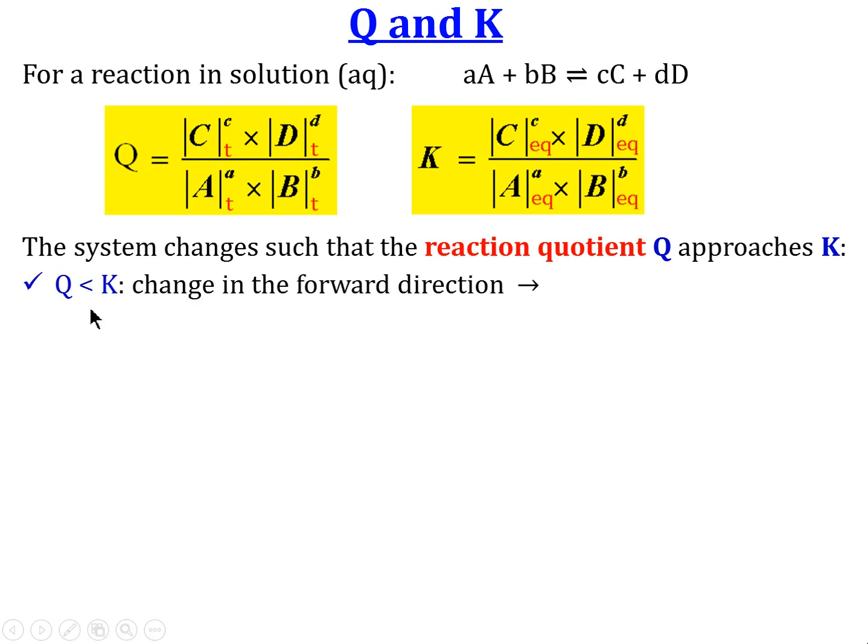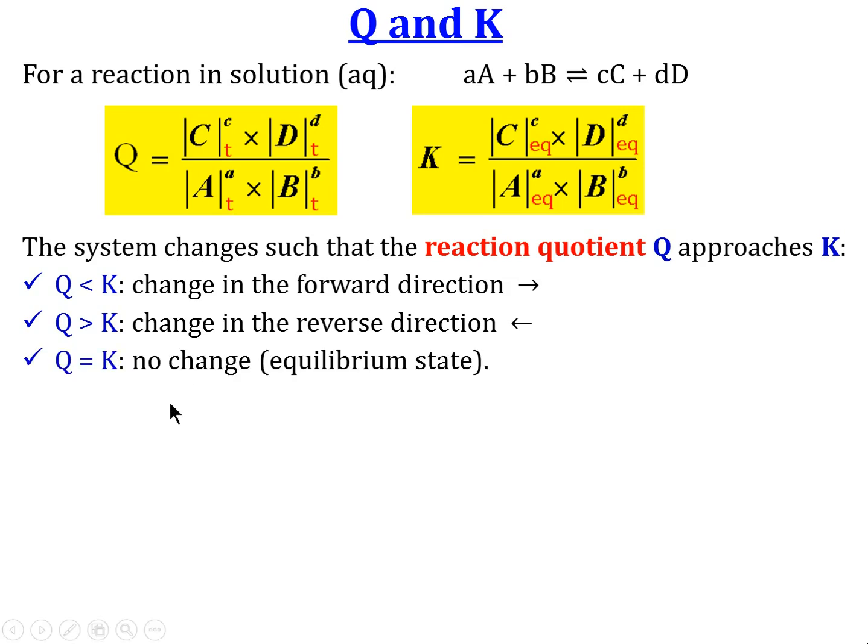If Q you calculated, meaning Q should be given, is less than the value of capital K, the equilibrium constant, which is constant, so the system changes in the forward direction. And if Q is greater than the equilibrium constant, the change is in the reverse direction or in the backward direction, or in direction 2.